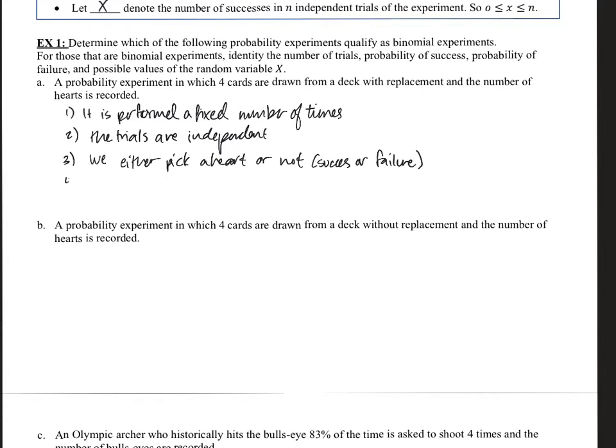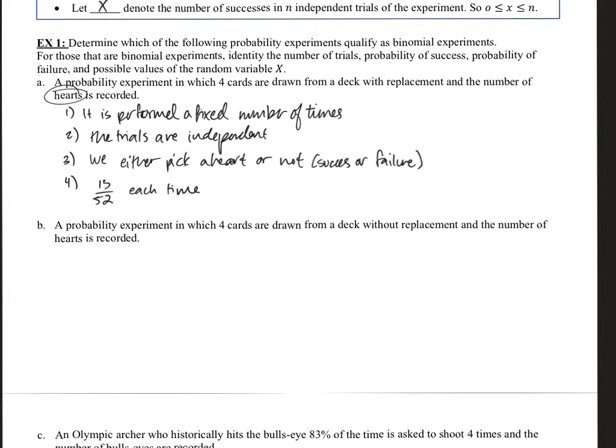And then lastly, we're going to check that the probability of success for each trial is constant. Well, we're talking about hearts. So how many possible hearts are there in a deck? There are 13 cards per suit, and we have 52 cards in a deck. So the probability of picking a heart would be 13 out of 52, which is going to be the same each time we do the trial, because we are doing replacement. So it satisfies all the 4 criteria for being a binomial experiment.